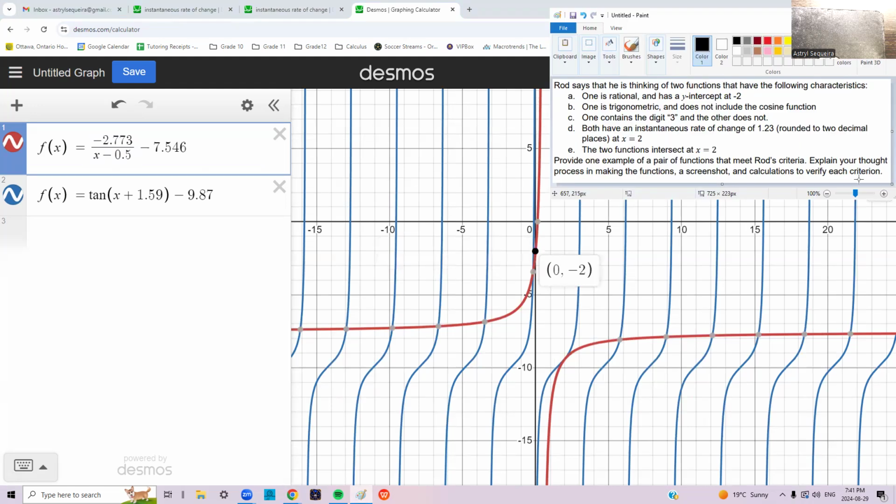And then for calculations to verify, you can calculate the IROC for the two functions using your regular IROC calculations on paper. I'm not going to do that in this video because calculating IROC should be extremely simple if you're doing a question this complicated. So just do the IROC for the first function, and the IROC for the second function at x equals 2. You should get the same IROC of 1.23 for both. And that basically answers this entire question.